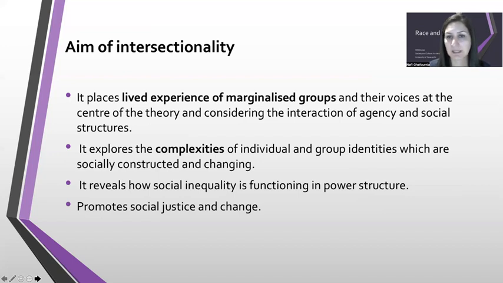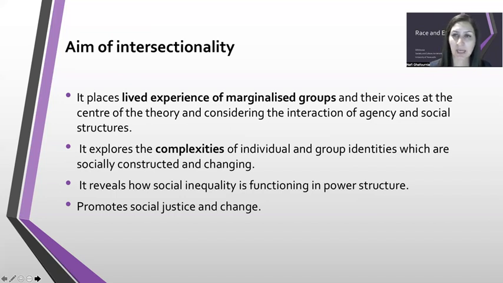It looks at the complexity of individual and group identities, which are socially constructed and changing. So group identities and individual identity are not fixed and static, because we can see that based on the social context, they can change. As an immigrant, you may belong to different groups based on your sexuality, your gender, or your class. Intersectionality also reveals how social inequality functions in power structures. It beautifully portrays how different kinds of inequality are embedded in the power structure of society, and it tries to promote social justice and change.